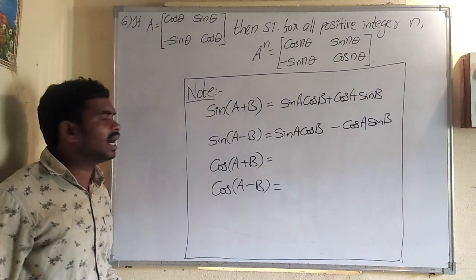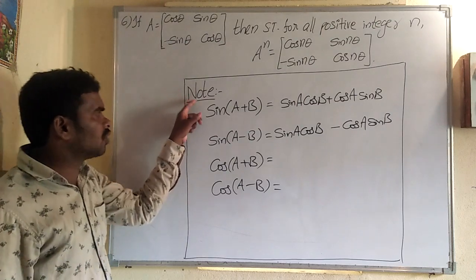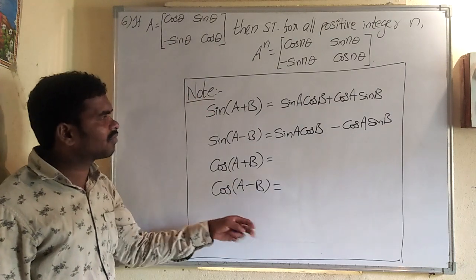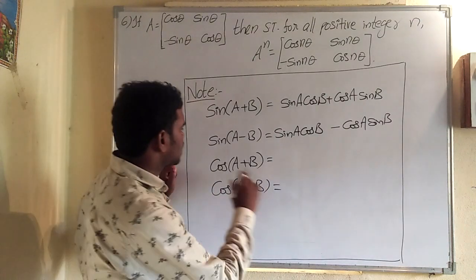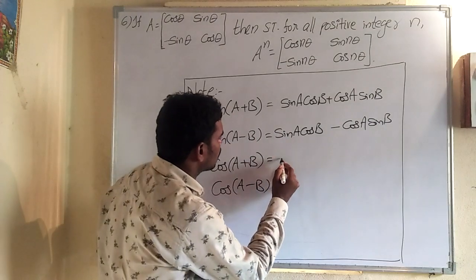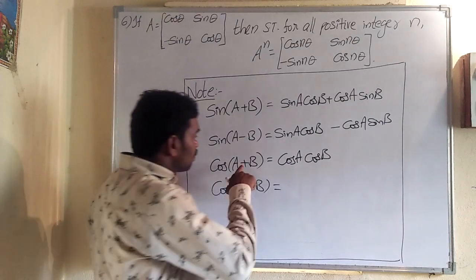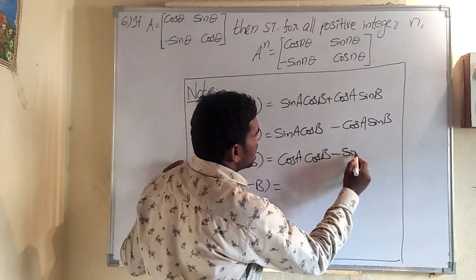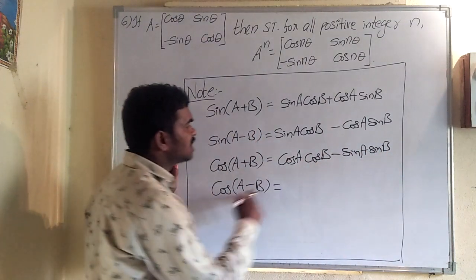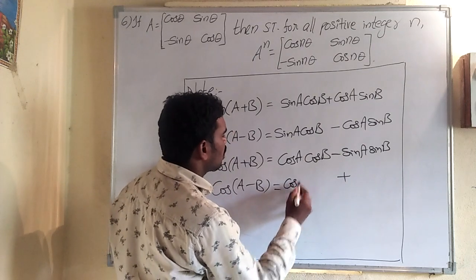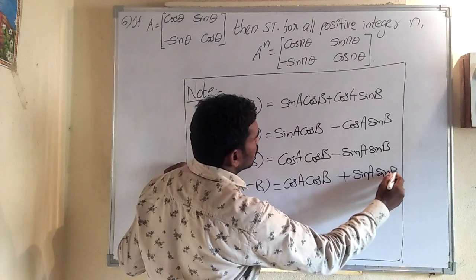You must learn these formulas by heart. Before the 6th question, write down a note with the 4 formulas, and then continue the 6th question in your notebooks. Next, cos of a plus b becomes what? Cos a cos b, and if plus is there, write minus: sin a sin b. In cos, plus gives minus, and minus gives plus. Same: cos a cos b plus sin a sin b.